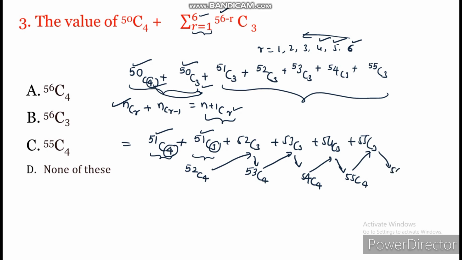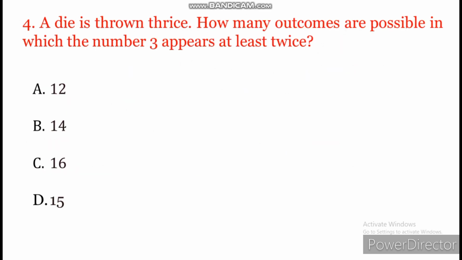You get 56C4. Right. Every time the value of n increments by 1 unit. So what's the option? 56C4, option A. Now let's see the next question.